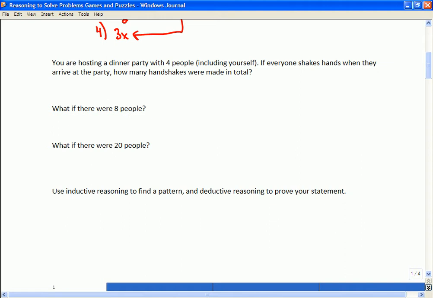Now, what I want you to think about is to keep extending it. What if 5 people, 6 people? I'm going to ask you about 8 people. And by the time you get up to 20 people, you probably want to have found a pattern by then. Okay, so I'll let you guys tackle that problem. How many handshakes have been made at this dinner party?